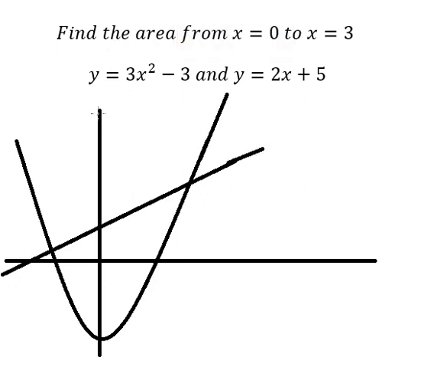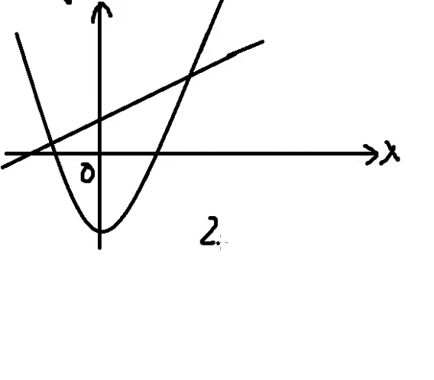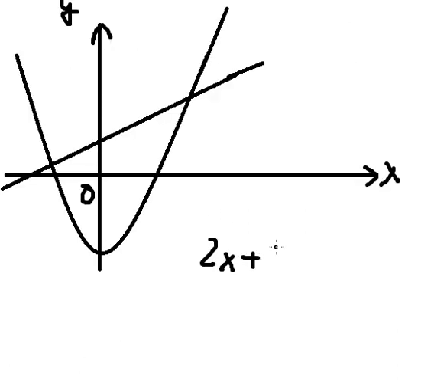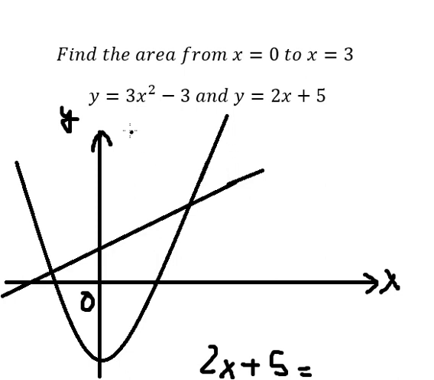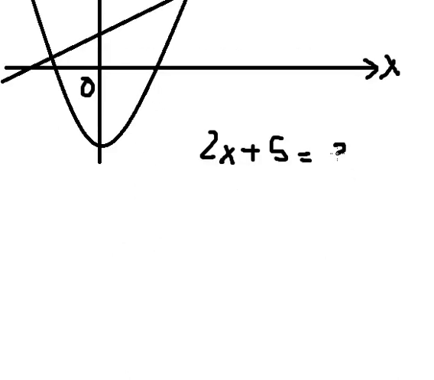So we need to find the intersection in here. So we have y and y. So we have 2x plus 5 equals 3x squared minus 3. So I will put this one go to the right, 5 go to the right. So we have 3x squared minus 2x, negative 5, negative 3, we have negative 8.